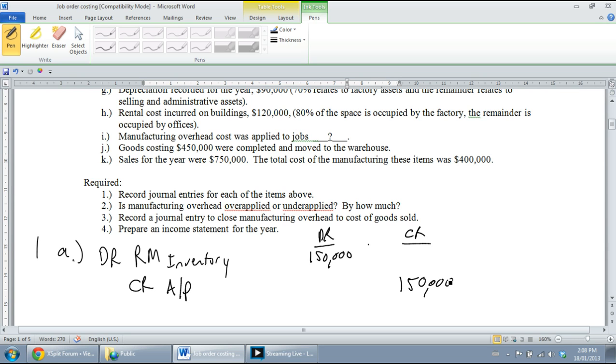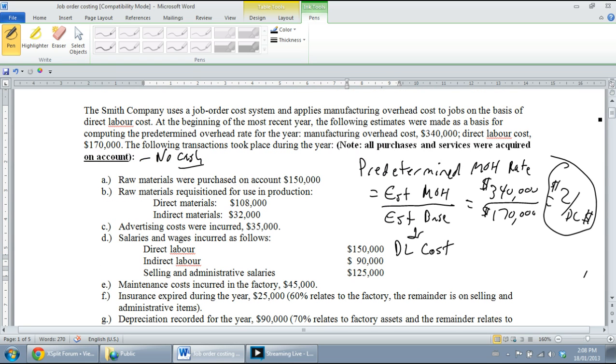$150,000 in accounts payable there. So far so good. Let's carry on. It says part B, raw materials were requisitioned for use in production.